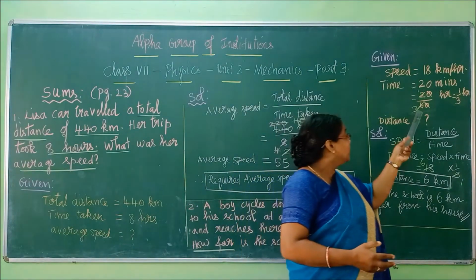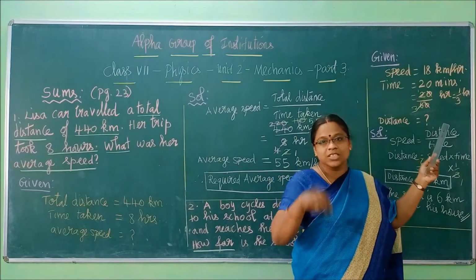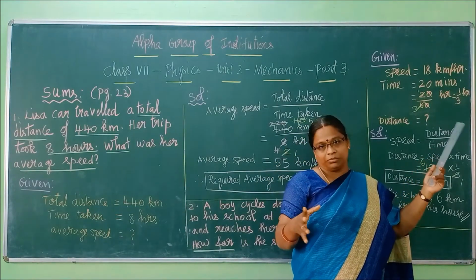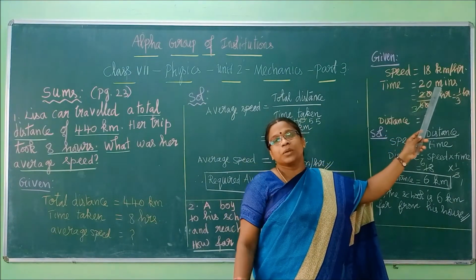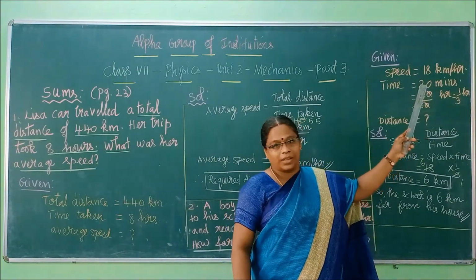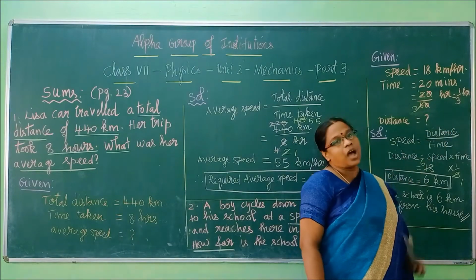So don't deeply waste your time in striking out. It is your mental ability. 1 hour, how many parts? 20 minutes will be there. So that is 1 by 3 hour.